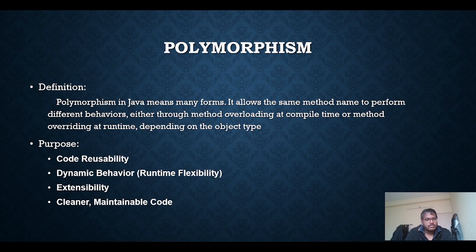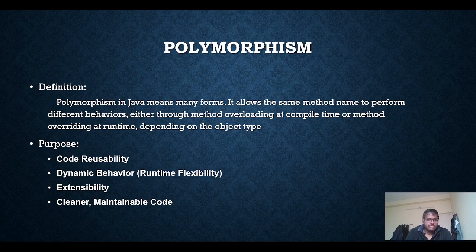The next point is cleaner and maintainable code. If you don't use polymorphism, you have to use if-else and switch statements, and all these things, which will become very messy. Using polymorphism, the code will be very clean, easy to read, understand and execute. Maintainable code means whatever changes you make in the parent class will be applied to child classes also. So that is the purpose and why we need polymorphism.